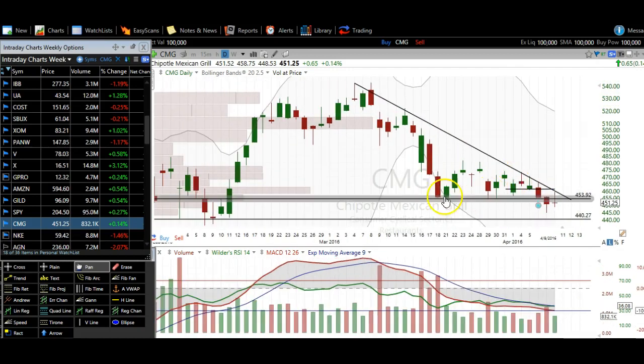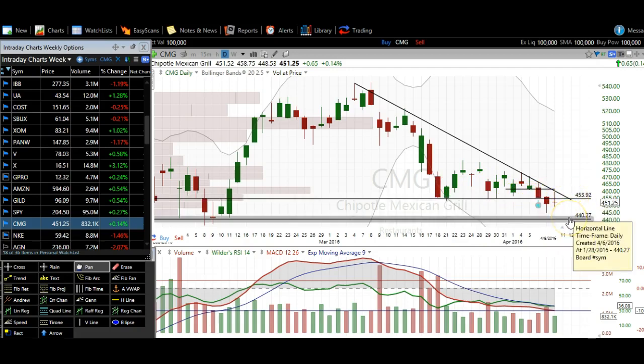We also have a break below this 454 support. The lows of this candle, this candle, this candle, this candle, and these two candles right there. So that was definitely a bounce level, and then we broke below it, okay? So that is now resistance. So 454 is resistance, and now we have support down at 440.